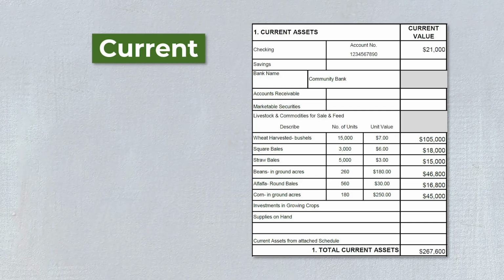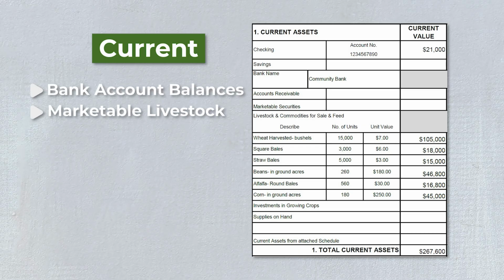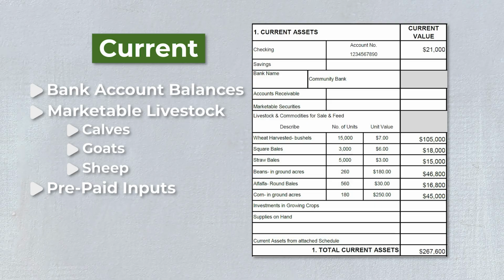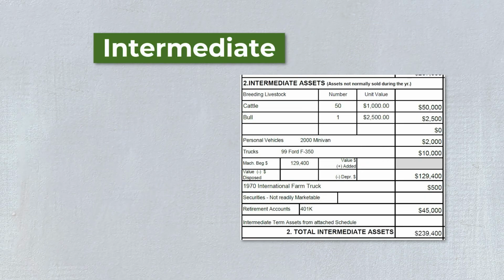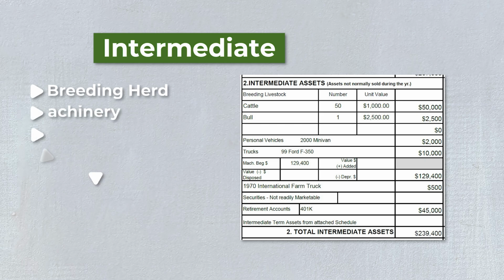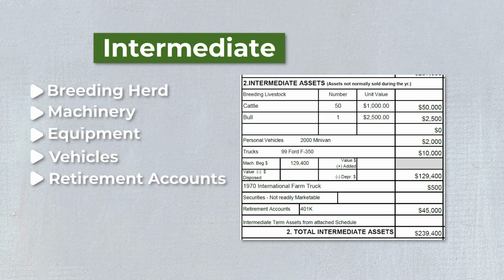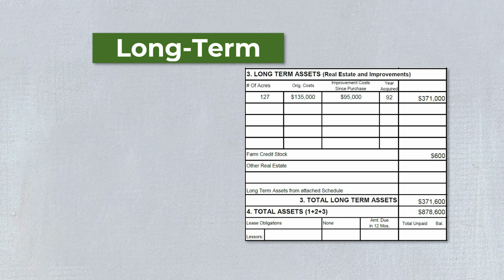This includes items like bank account balances, marketable livestock, think calves, goats, sheep you plan to sell soon, and prepaid inputs. Intermediate assets are things like your breeding herd, machinery, equipment, vehicles, and even retirement accounts. Long-term assets primarily consist of real estate holdings.